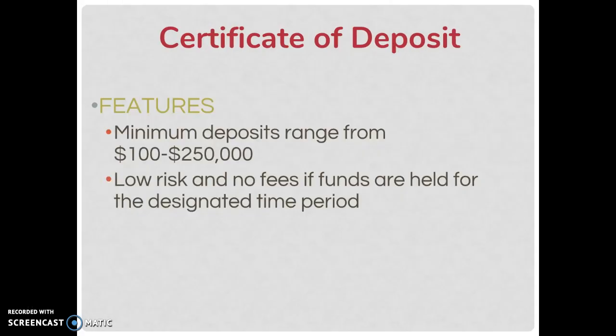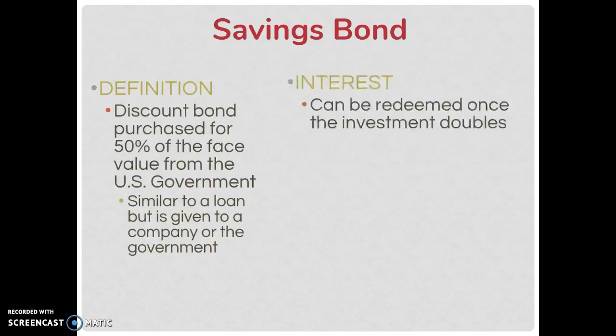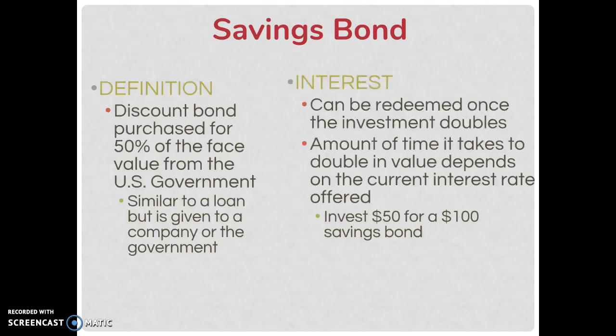But again, with all these savings accounts, they're very low risk. So if you follow what they want and they say, hey, 3 years, leave this money here, you do it, it's safe, it's insured, you know you're going to get your money back, and so you'll be fine. And then the last type of account we'll talk about is a savings bond.